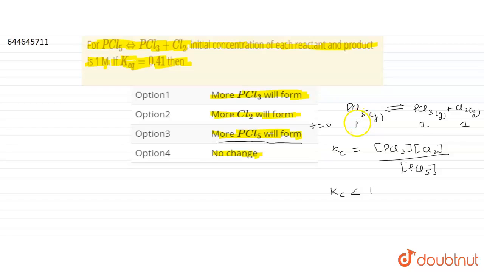Okay, so if Kc is less than 1, then till equilibrium is reached, more PCl5 will form during the reaction, because initially we have the same concentration for each of the reactants and product. So to make the equilibrium constant less than 1, the concentration of PCl5 has to be higher, and this happens only if more PCl5 forms till equilibrium is reached. So our option 3 is the correct option for this question.